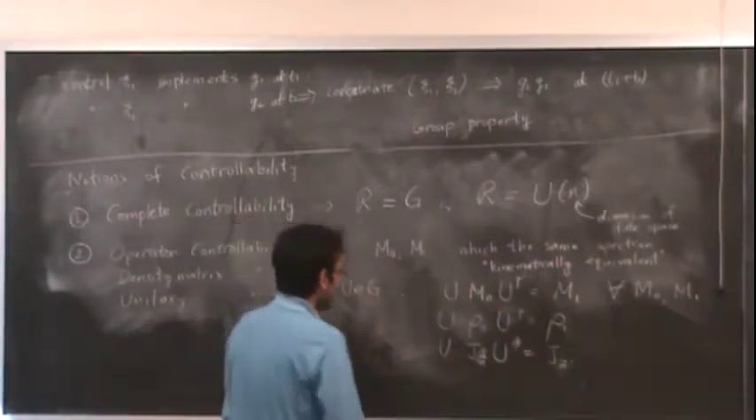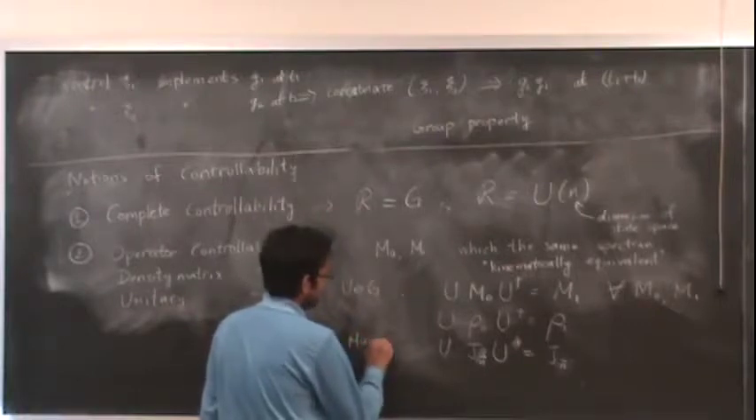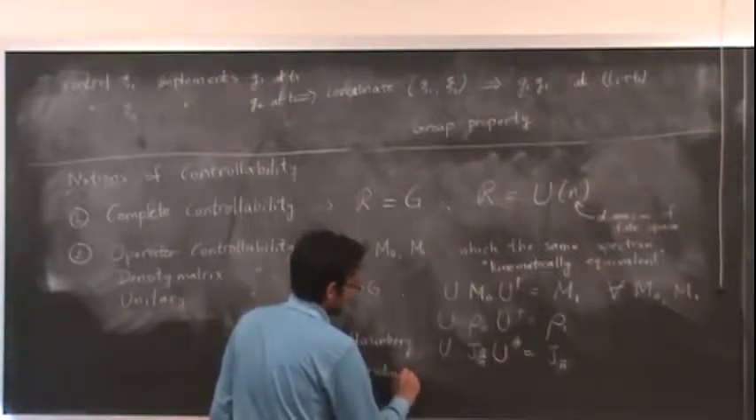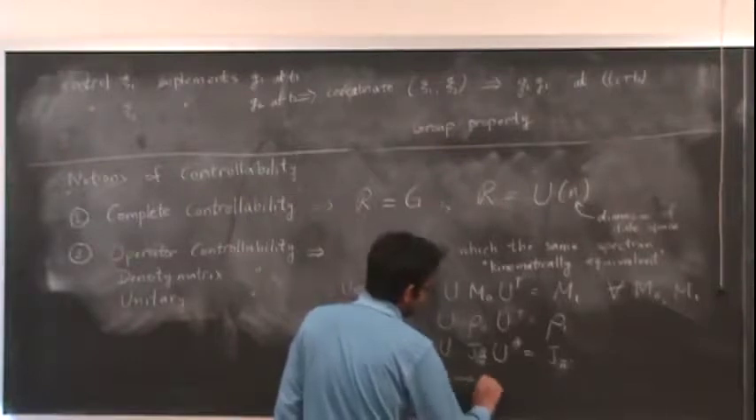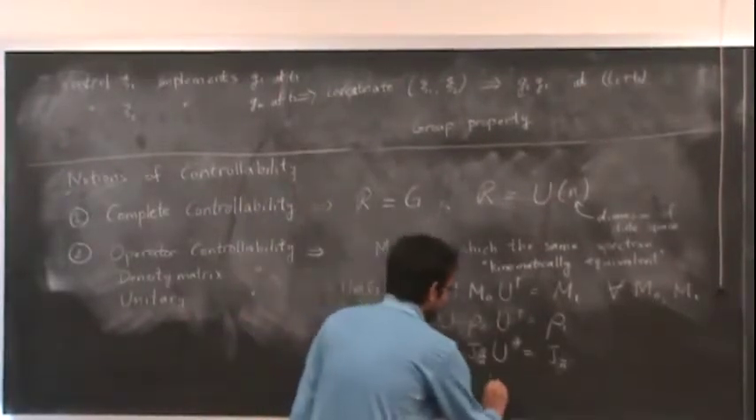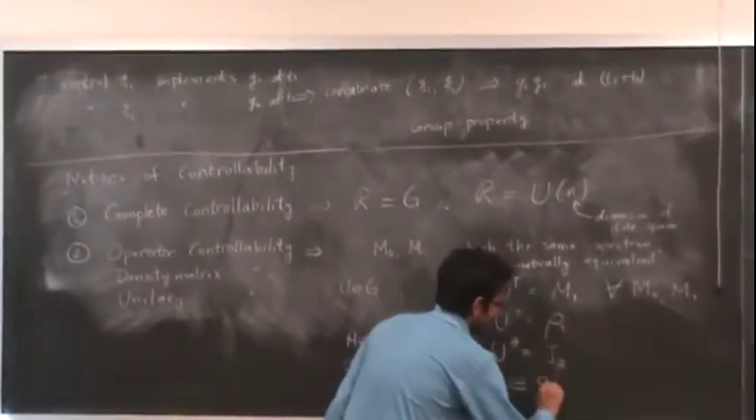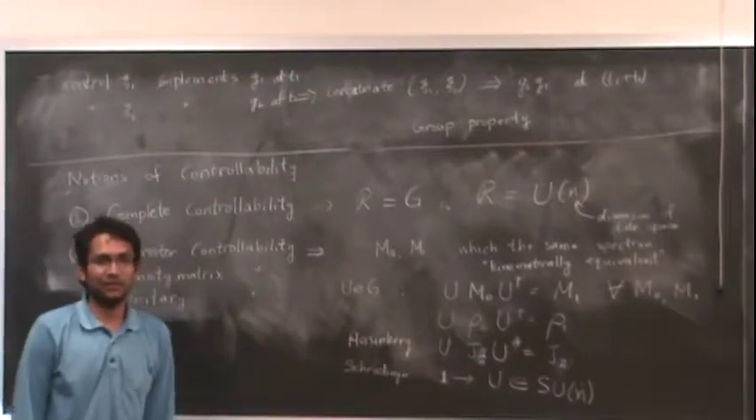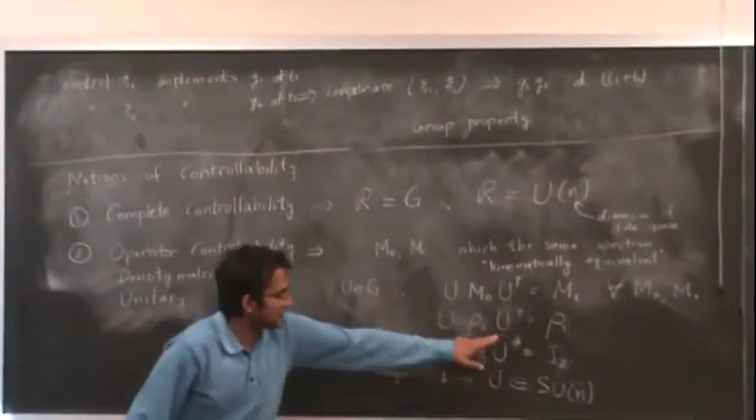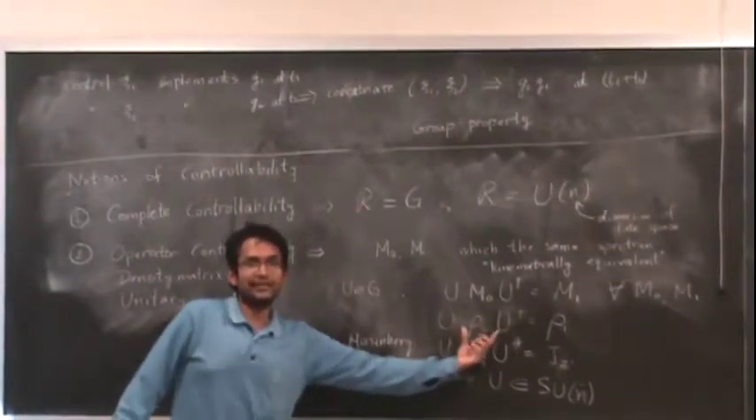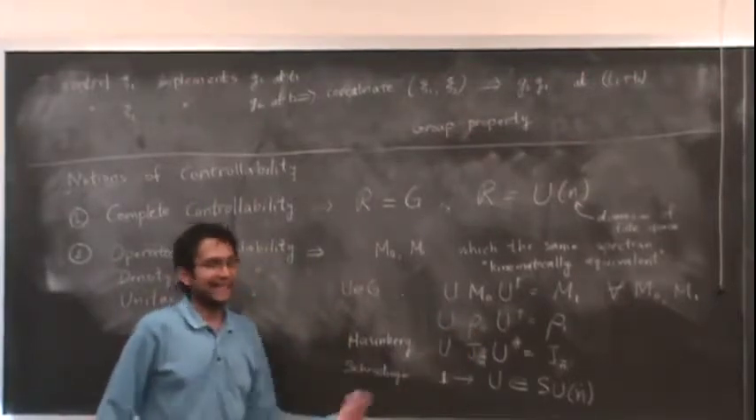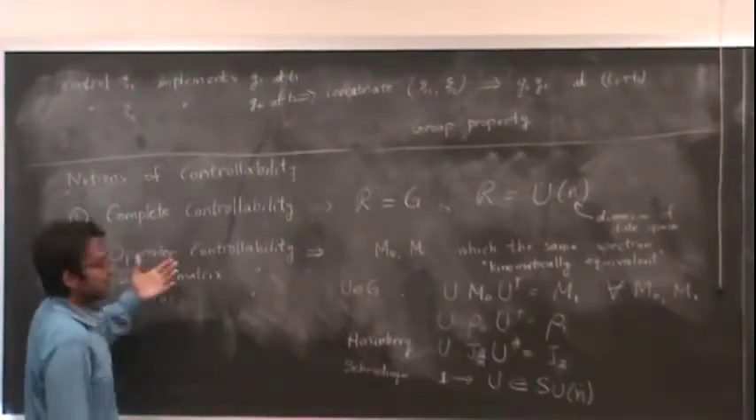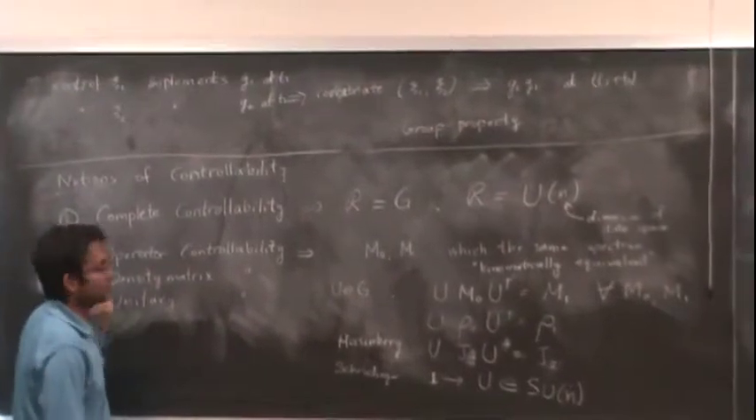And finally, if I talk about the Schrodinger picture, I can map the identity, starting with the identity, I can go to any element U belonging to the group SU(N). And this is often the canonical paradigm of quantum control that we think about. Here I don't care about the overall phase because most of the things I'm interested in involve a U and a U dagger, so the overall phase goes away. So the idea is I can map the identity to any element in SU(N). So this is operator controllability, density matrix controllability, or unitary controllability.